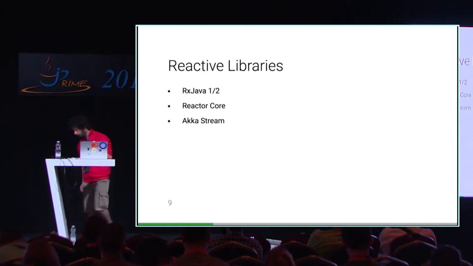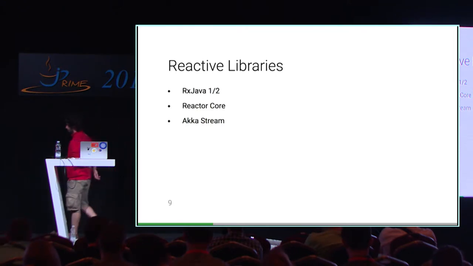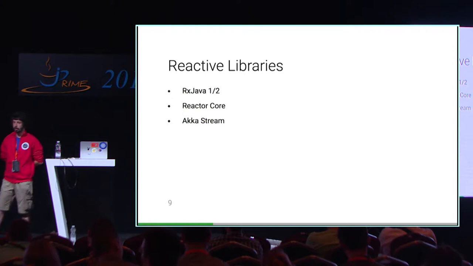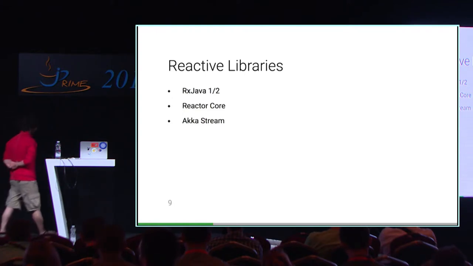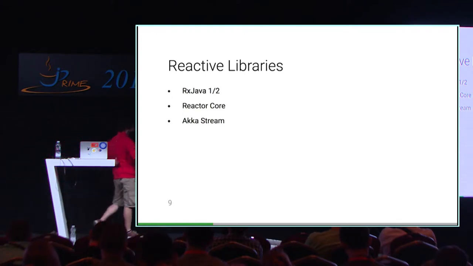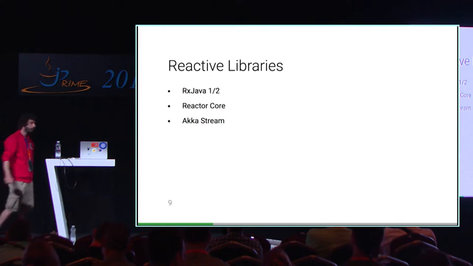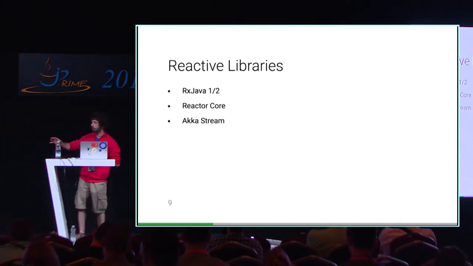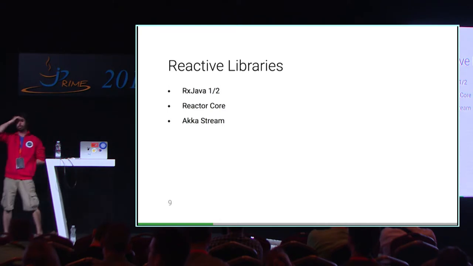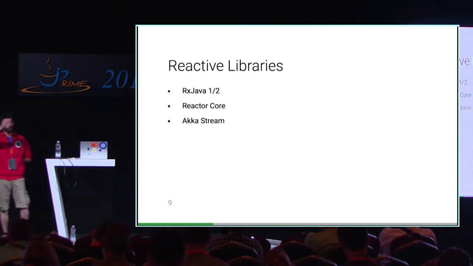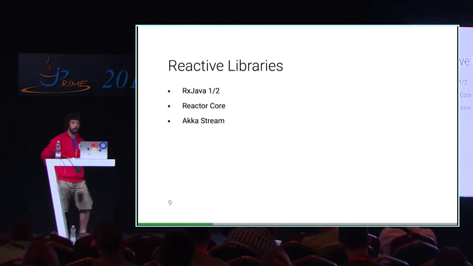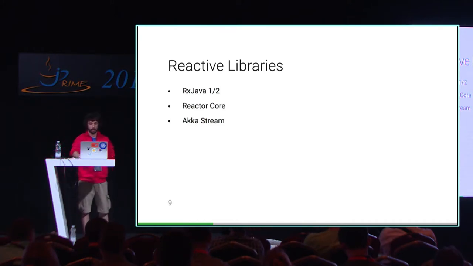Akka Streams is another big one. It's part of Akka. Akka Streams is based on the actor model, right? So there are actors there, which send messages through dispatchers, etc. And Akka Streams actually uses those actors to implement reactive streams. I will give examples later.